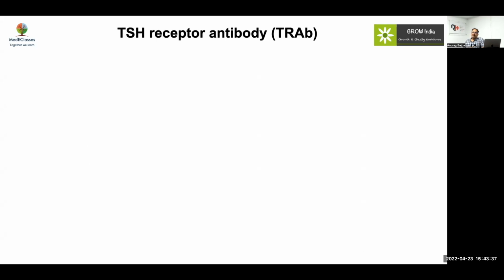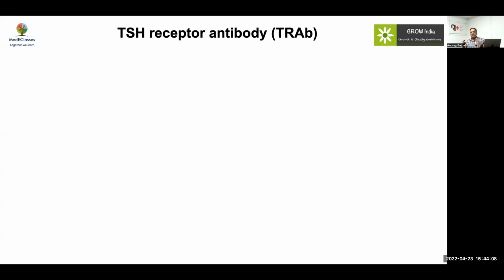Now, what about TRAB antibodies? There are two types of antibodies which are measured. One is a TSH receptor antibody. The other is the TSH stimulating immunoglobulin. TRAB versus TSI. Some people say TSH binding inhibitory immunoglobulin, TBII. What is the difference between TBII and TSI?